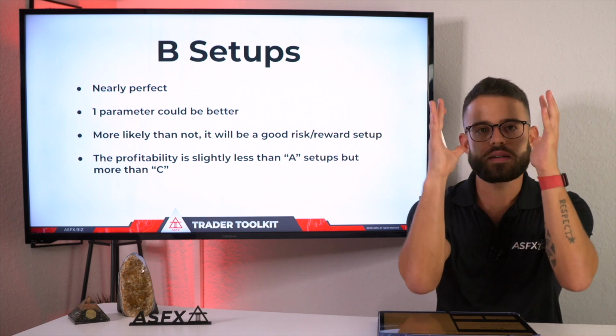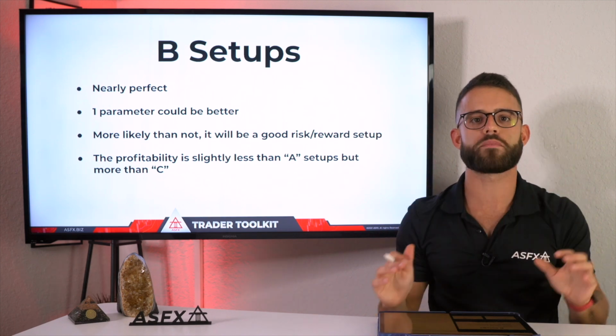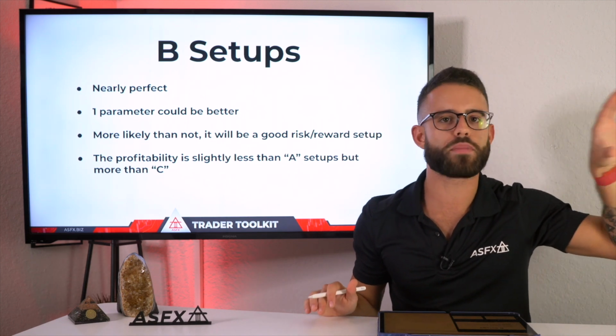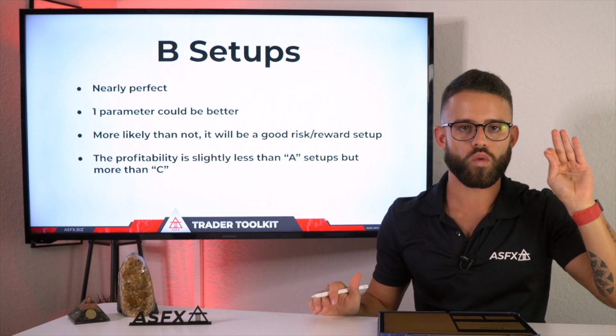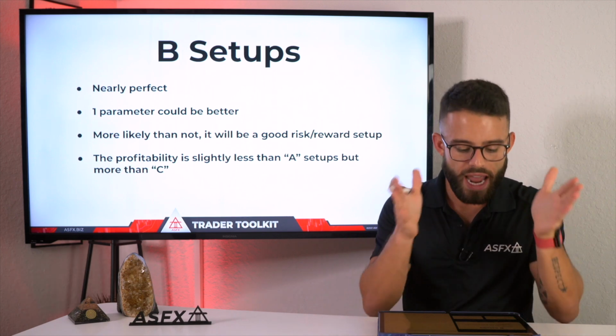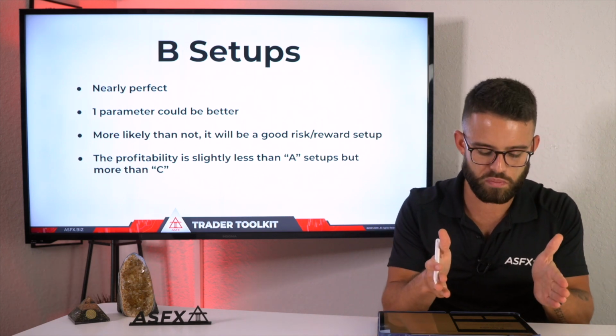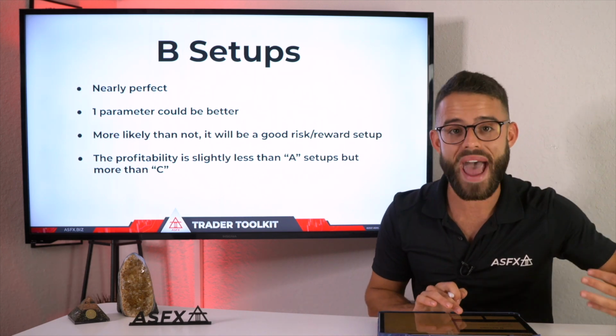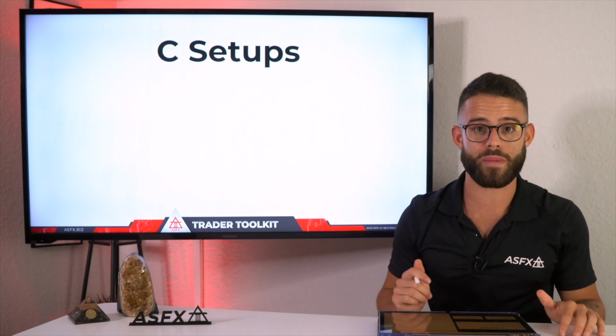And this is the middle ground where a lot of trades present, because most trades, like I said, are not going to be perfect. There's always going to be something wrong with it. And you still have to be willing to take those trades, even if they're not perfect. And that's where we find the sweet spot here with these B setups, because they're not as bad as these C setups that we're going to talk about now.